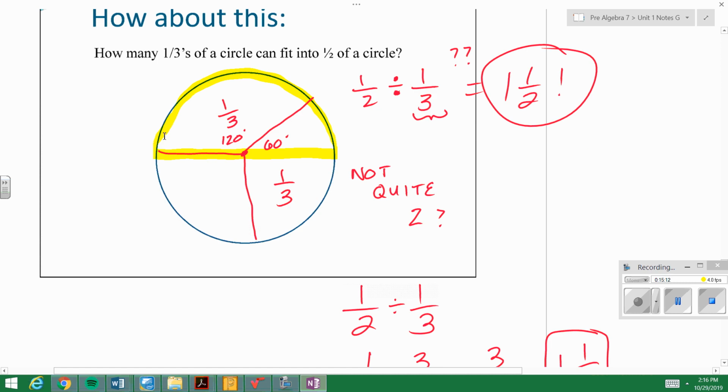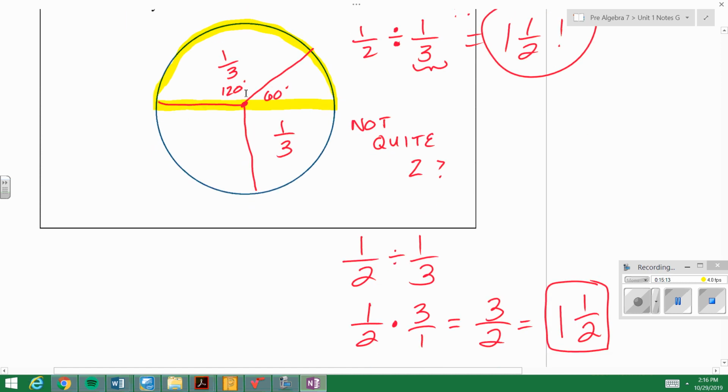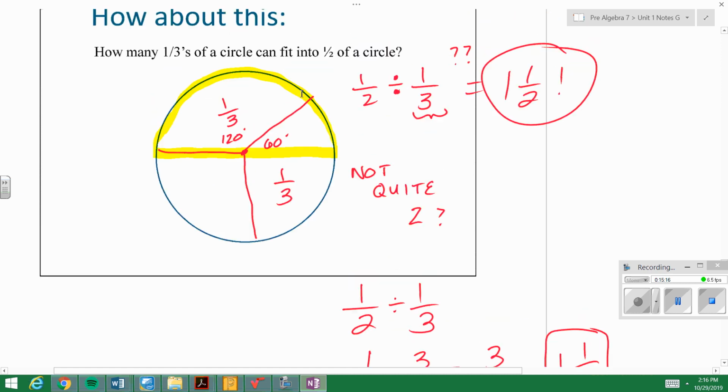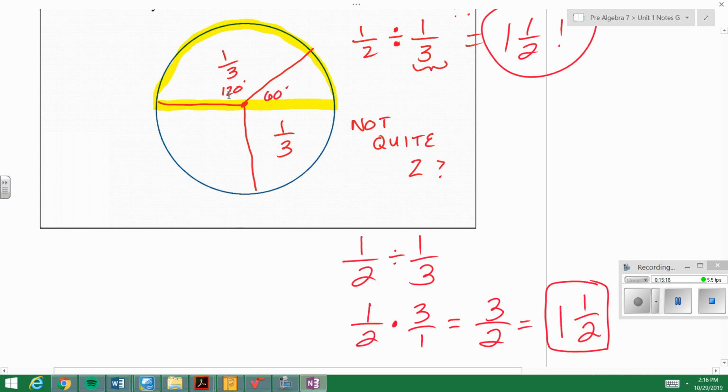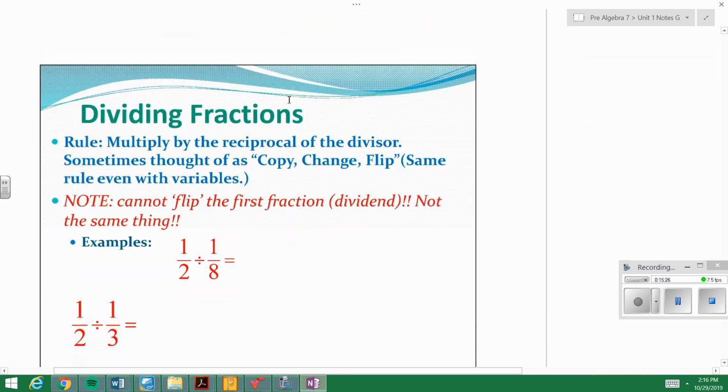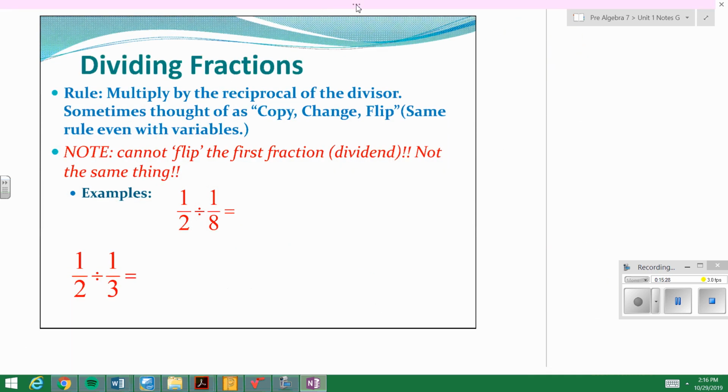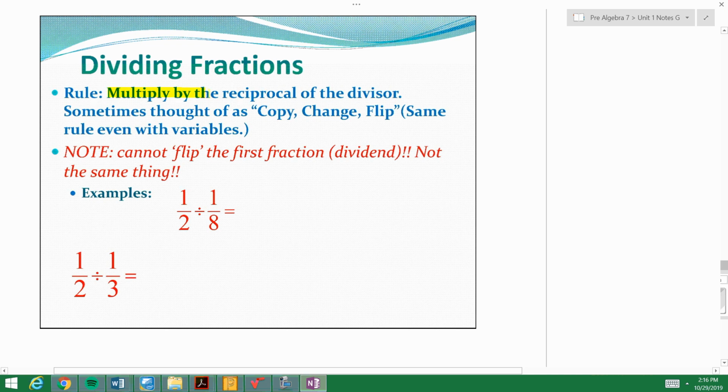As does this make sense. It takes a little more comprehension of what the problem is asking to see that, but it does make sense. There's 1 and 1/2 thirds needed to make half of a circle. Okay, so dividing fractions is often thought of as copy, change, flip. Okay, if you wanted to be a math nerd, you would say multiply by the reciprocal of the divisor, right?